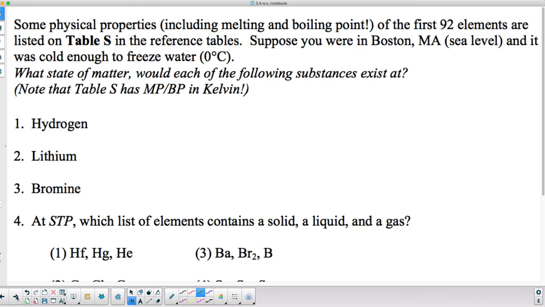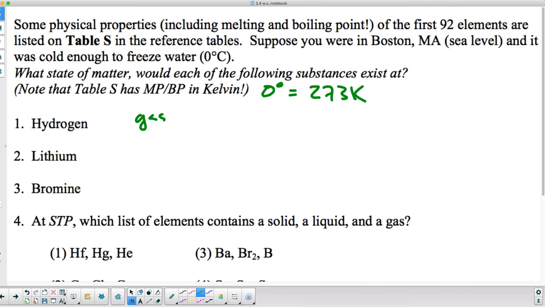So hydrogen would exist because 0 degrees Celsius is equal to 273 Kelvin. And if you notice in table S for hydrogen, the boiling point is very, very low in Kelvin. So this would, of course, be a gas. I forget what it is. I don't have table S in front of me. But I can tell you that if you take a look at hydrogen's boiling point, it's very low. I mean, literally like 5 or something Kelvin. But 273 is way to the right of that, which puts that firmly in the gas.